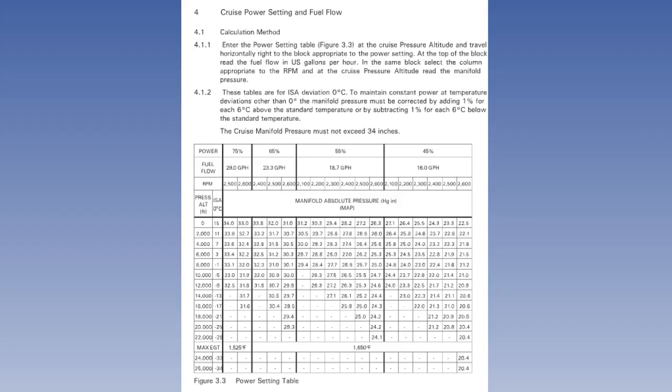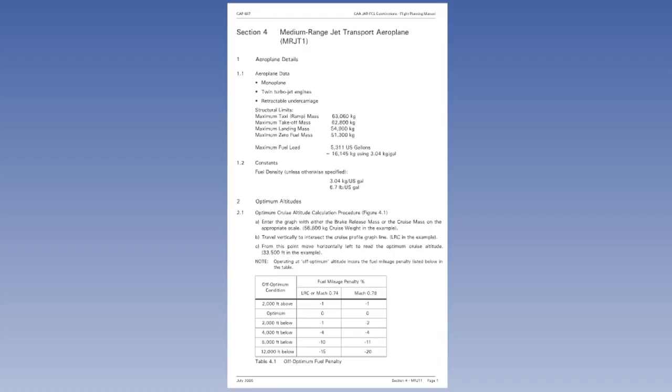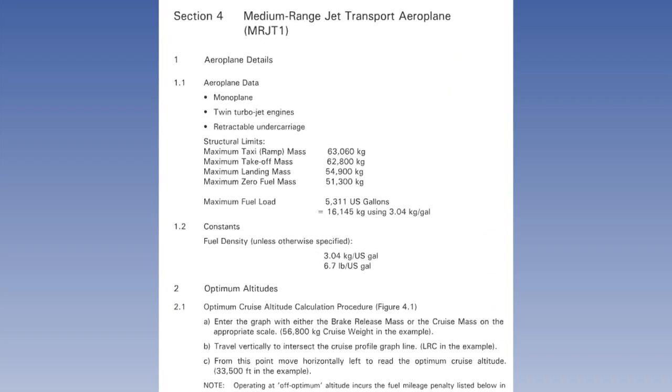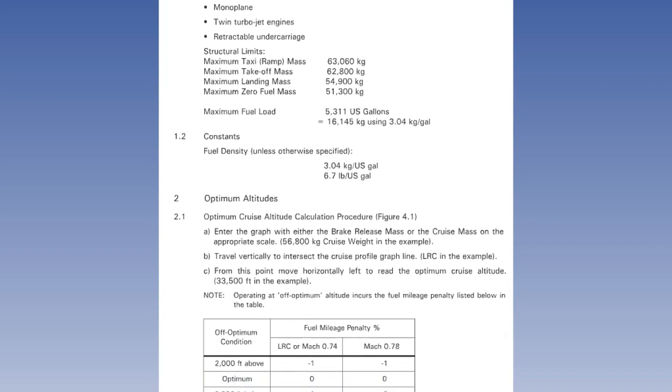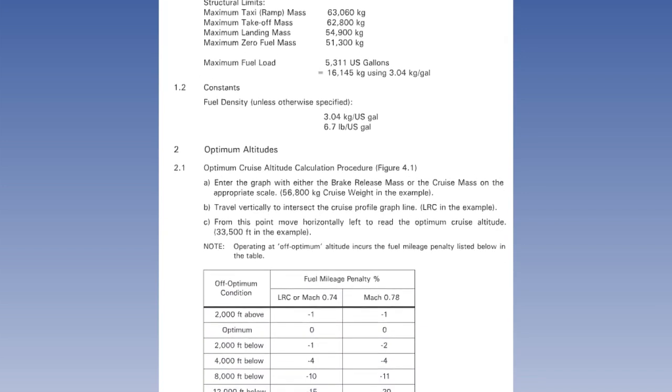Now turn to Section 4, medium-range jet transport aeroplane. From Section 4, page 1, to the end of the document, the data is for the medium-range jet transport aeroplane, MRJT. This is more complicated than the previous 2 sections, so we shall deal with this in more detail when we get to that part of the course.